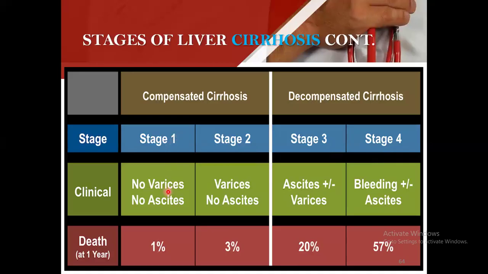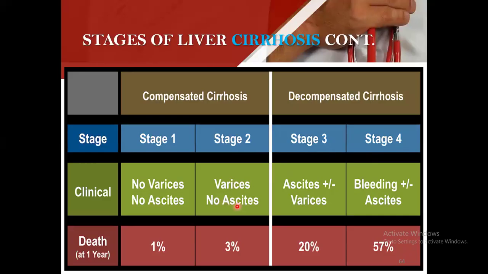But in stage 1, there is no varices because the liver is still functioning. In stage 2, varices may happen because in stage 2 liver cirrhosis starts shrinking the liver. You understand? So portal hypertension may come up. Portal pressure will increase. So varices can happen in stage 2. But still, the liver has maintained its synthetic function, meaning there is no ascites. Do you understand? Meaning there is no ascites.